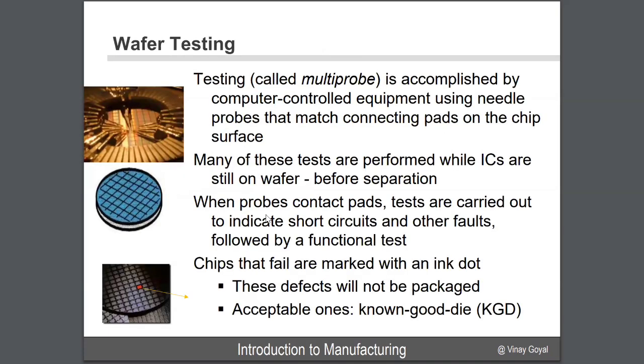Okay. So for the wafer testing, we'll talk more about it. The testing is accomplished by computer controlled equipment, which we call needle, that matches connecting pads on the chip. Many of these tests are performed while the integrated circuits are still in the wafer before separation. And the probes use contact pads. The tests are carried out to indicate short circuits and other faults. The chips that failed are marked with an ink dot, and these defects will not be packaged. The ones that are acceptable are typically known good die, KGD. So you'll hear quite a bit about that.